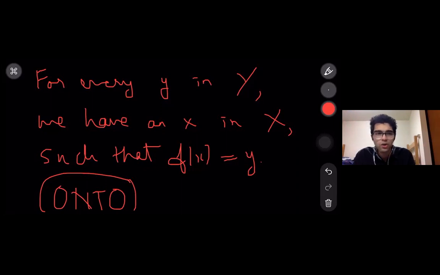Is this definition clear to all of you, or is it confusing? For every small y that belongs to big Y, I can find you a small x such that f of x equals y.